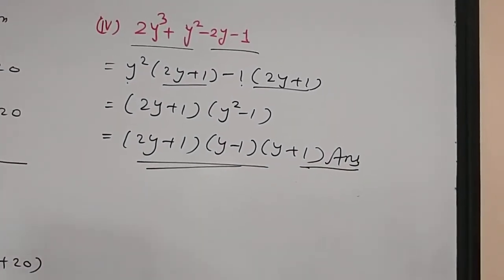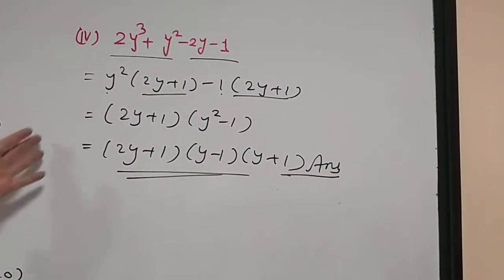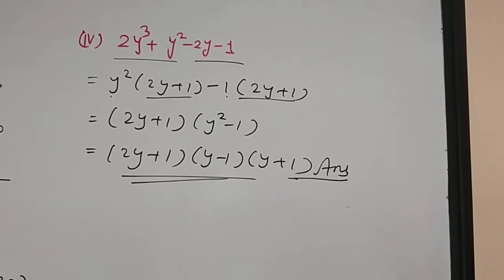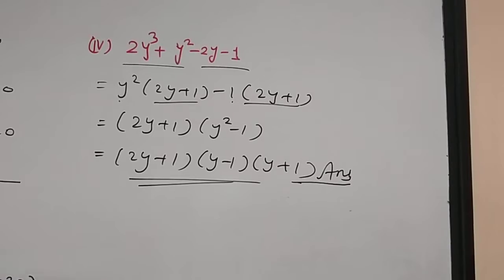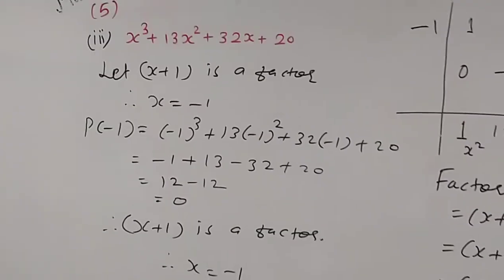So this is very easy. If a common factor is directly there from two terms, you can take it common. Otherwise, apply that method: x plus 1 is a factor, x minus 1 is a factor. So see it again, see it properly.